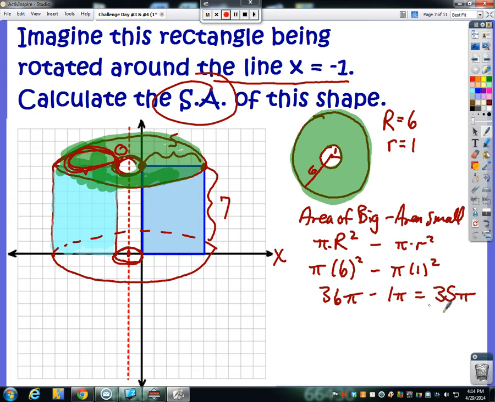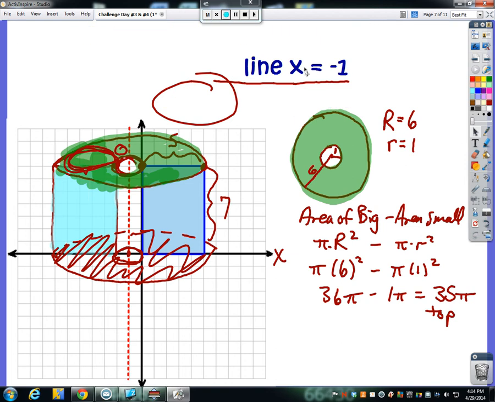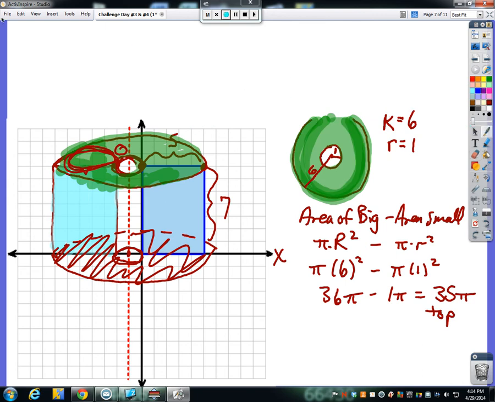Now 35 pi represents the top of this shape. Will I see 35 pi anywhere else in this same exact shape? Sure, on the bottom. So I'm going to start keeping a list of all of my sides here. So the top is 35 pi. The bottom is 35 pi. Okay, so it takes care of top, takes care of bottom.